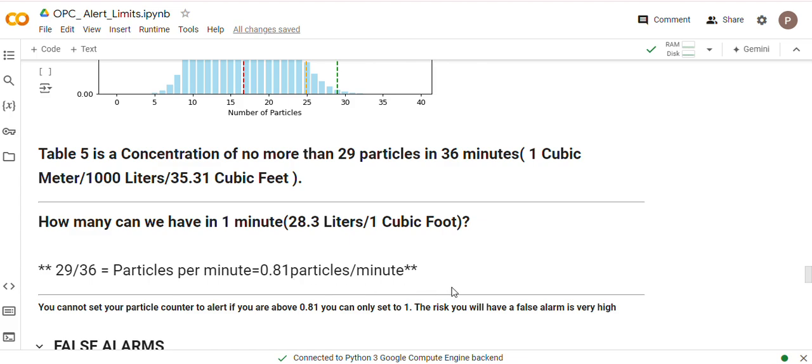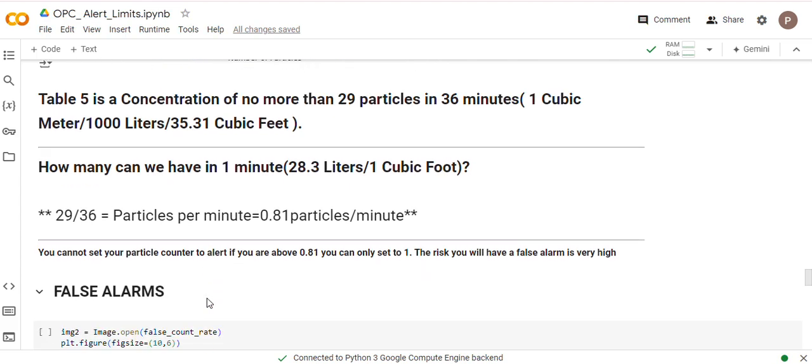Well, that means that you can only have 0.81 particles per minute. The problem is that it is the Poisson distribution, and particles are discrete quantities. You can't have half a particle, can't have 8/10 of a particle. So how do we set our alarm? Well, unfortunately, your particle counter will be set to an integer. You're going to be set to 1. And this is going to put you at an extremely high risk of going into alarms every single time you turn your particle counter on.